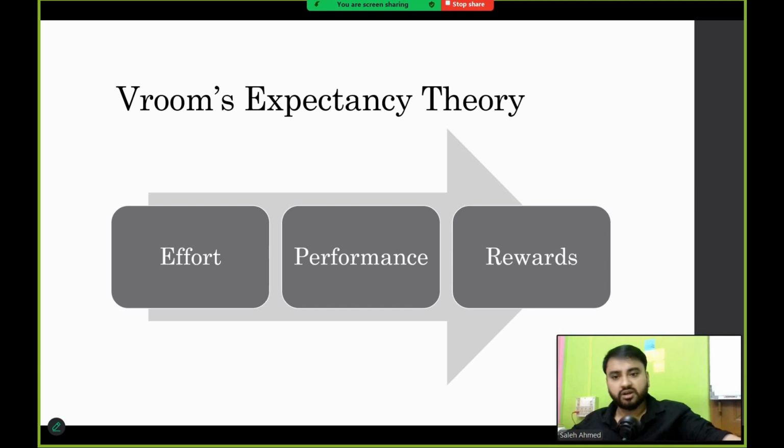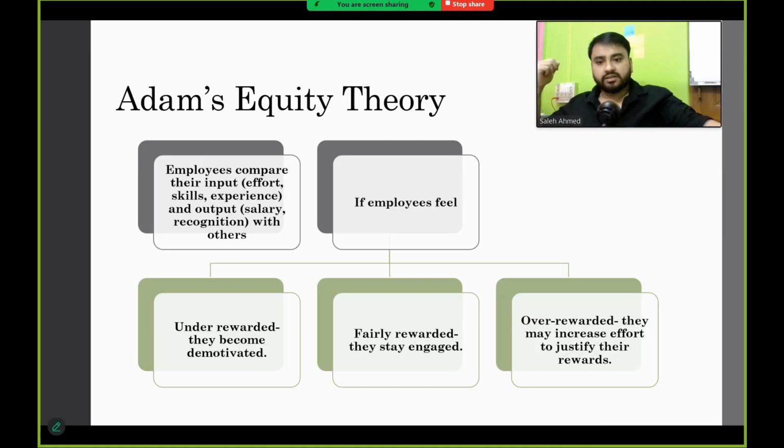Then there is something called Vroom's expectancy theory as well, which means more effort leads to better performance, and the better you perform, the more rewards you get. There is something called Adams' equity theory as well, which states that employees compare their input and output with others. So if they feel they are underrewarded, they become demotivated. If they feel they are fairly rewarded, they stay engaged, and if they feel they are overrewarded, they may increase effort to justify their rewards. So as an HR manager, you have to make sure that the employees are fairly rewarded, right?